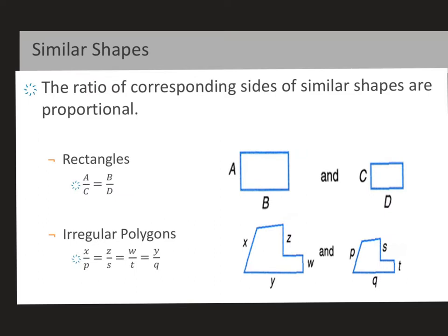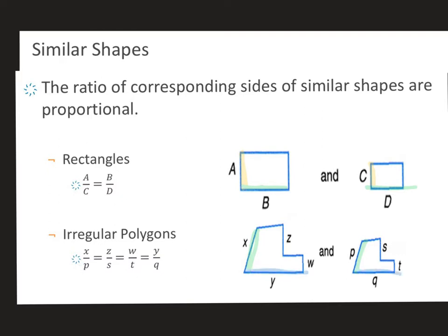So looking a little more at similar shapes, the ratio of corresponding sides of similar shapes are proportional. So here we have with a rectangle, A over C, B over D. You could see this written a couple of different ways, but here we're matching A to C and again B to D. And then you can see the matchup of the irregular. So X to P. And these don't have to go in this order, but it's just working it around the figure. Y to Q, W to T, and Z to S. Notice that I always started with the same figure in each of those scenarios.